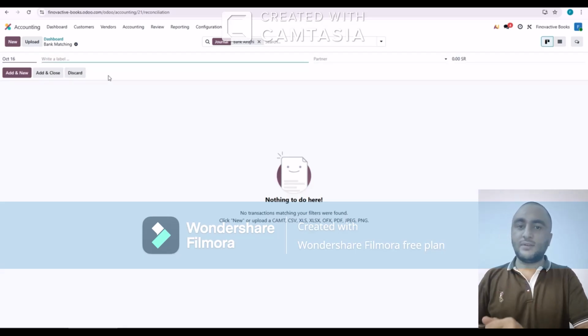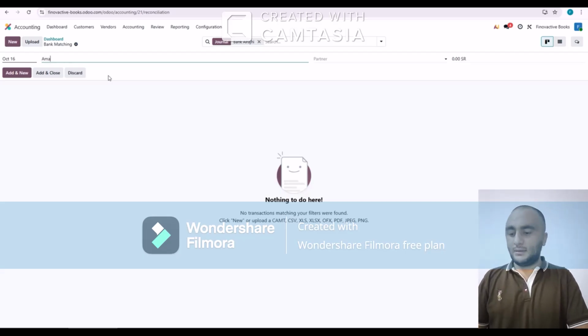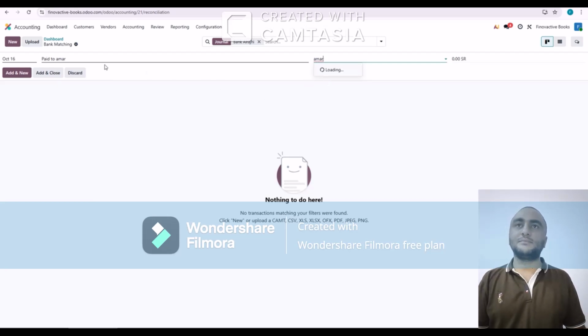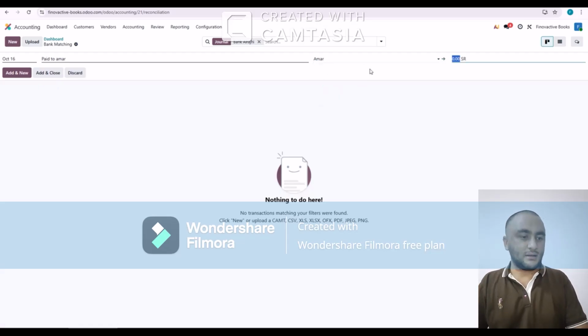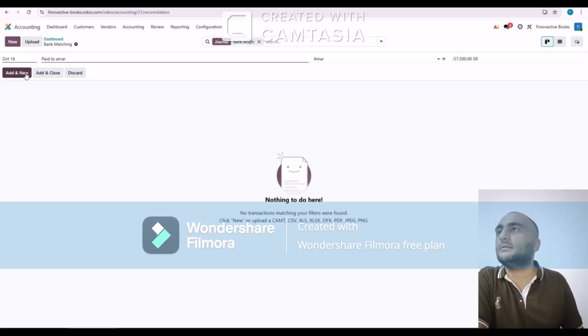So let's say first we reconcile the payment side. We have 3 vendors. One is Amar, paid to Amar. We will say this was Amar. Bank will have some reference number and something like that, but we will just write here Amar. As we have paid Amar, the payment should be in minus sign, 57,500 including tax.